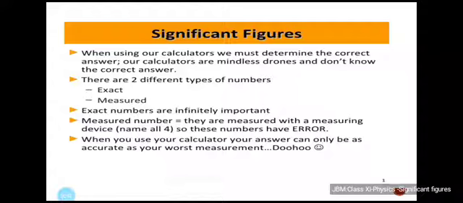When using our calculators, we must determine the correct answer. Our calculators are mindless drones and don't know the correct answer. There are two different types of numbers, exact and measured. Exact numbers are infinitely important. Measured numbers are measured with a measuring device, so these numbers have error.